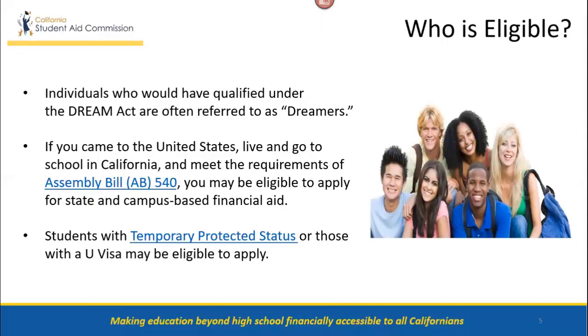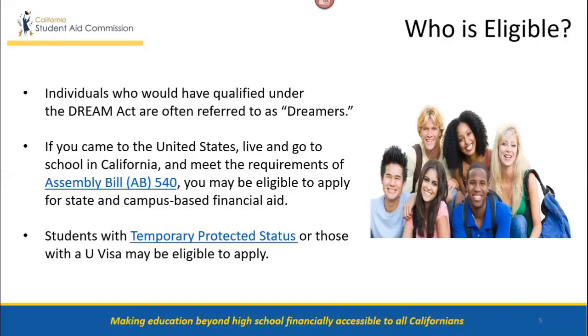So who is eligible to submit the California DREAM Act application? Those who would have qualified under the DREAM Act are often referred to as dreamers. While dreamers are not eligible to apply for federal financial aid, if you came to the United States, live and go to school in California, and are eligible under Assembly Bill 540, you may be eligible to apply for state and campus-based financial aid. You want to review the eligibility requirements of AB 540 via the link listed in the YouTube description to make sure that you're eligible to apply.